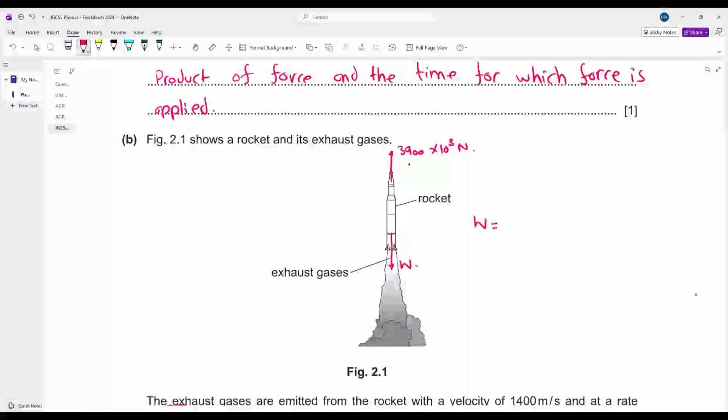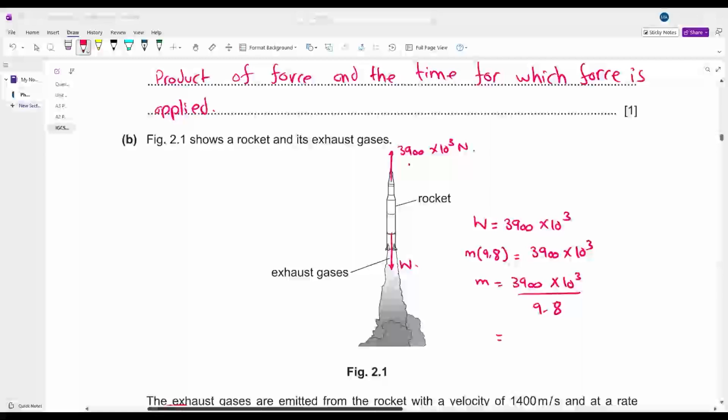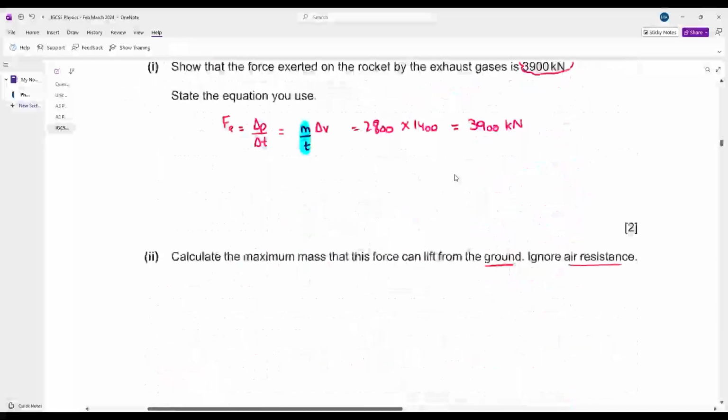So you can say the weight that this rocket can uplift is equal to 3900 into 10 raised to the power of 3. But you had to calculate the mass. Mass into 9.8, that is the gravitational field strength, is equal to 3900 into 10 raised to the power of 3. Can you calculate the mass? Yes, 3900 into 10 raised to the power of 3 divided by 9.8. बेटा can you calculate the mass now? हाँ जी, mass निकाल सकते हो अब. Your mass की value comes out to be what? 4 into 10 raised to the power of 5 kg, easy. This is our value of mass. Simple. आगे बढ़ते हैं बेटा.